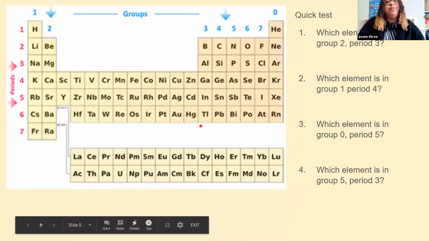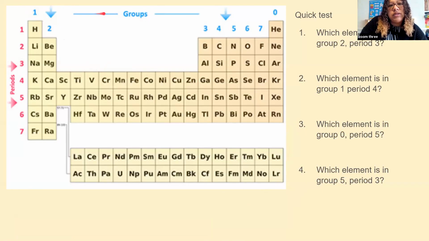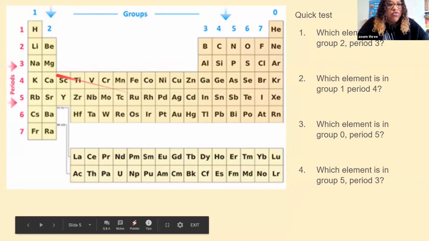A little quiz for you then. Here is our periodic table. We've got our groups here, these vertical going down, and then we've got our periods, which are the horizontal lines. I can't see what I've written here, I'm hoping that you can. Which element is in group 2?